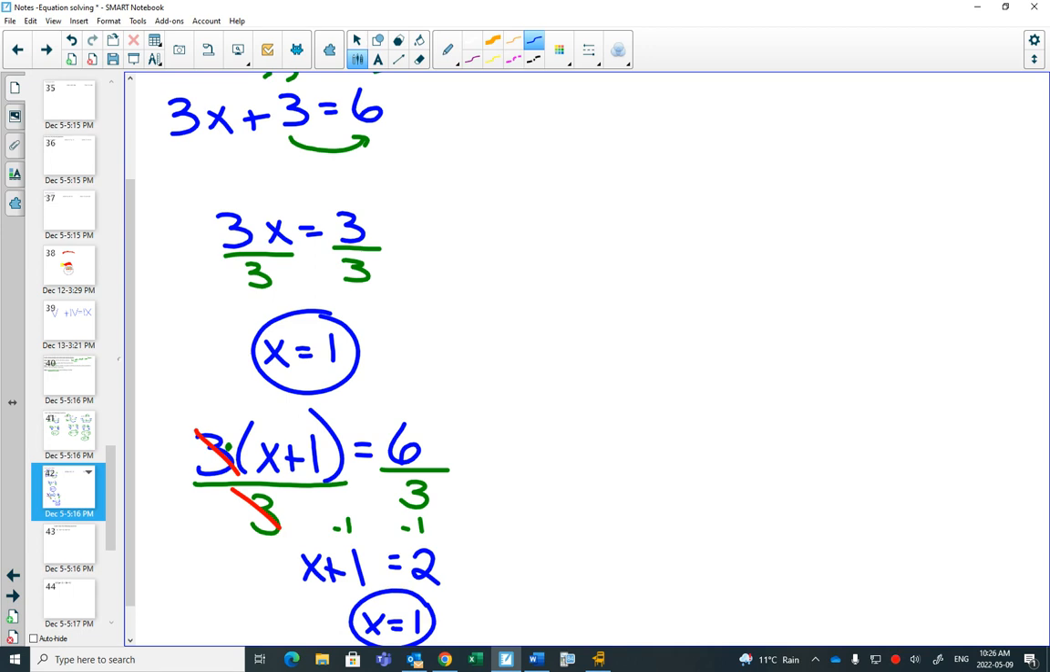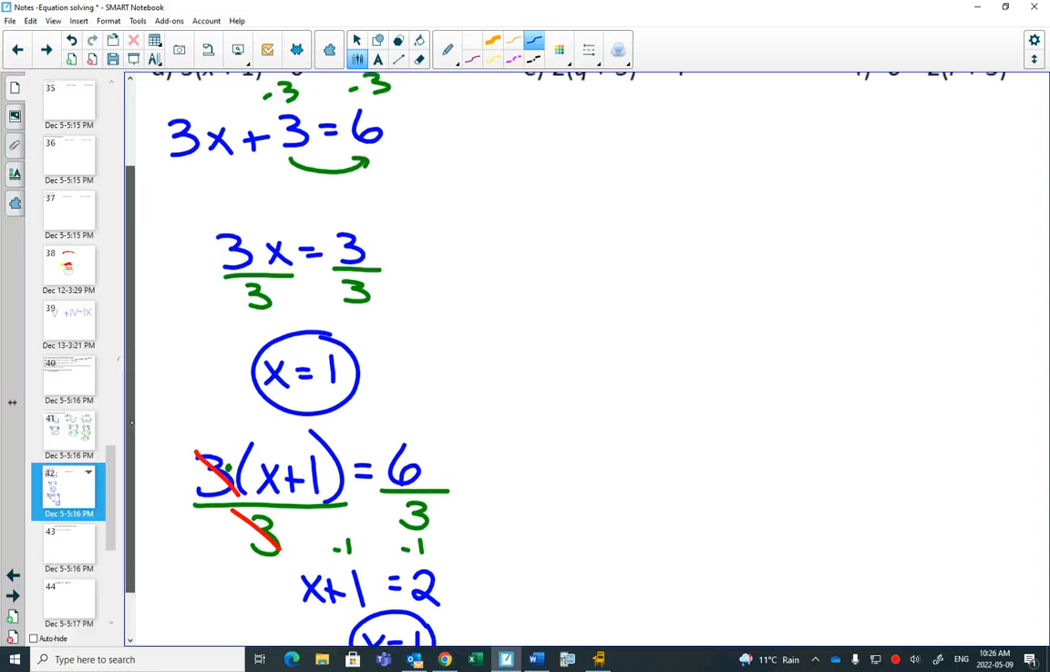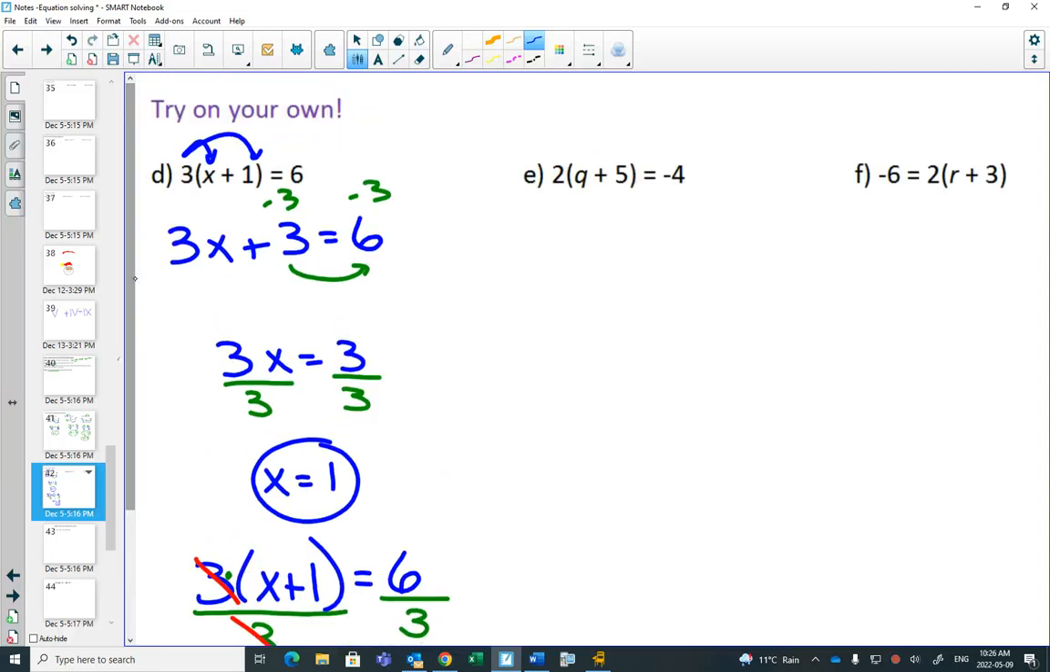So both of those methods work as long as what you do to one side, you do to the other side, and you ask yourself, if I divide this whole side by 3, can I cancel that out? Yes, I can. I'm going to stick to the distributing because I find that as you get into more complicated questions, that'll cause less mistakes.